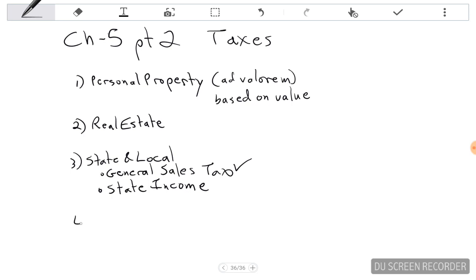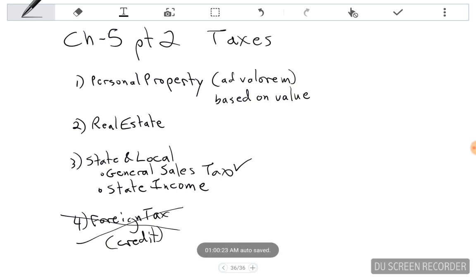Alright, and then foreign taxes. Most of the time people don't take a deduction for foreign taxes. People take a credit, and we'll talk about that later on. So we probably won't deal with this one in this particular chapter. We'll wait until we get to the credits chapter to talk about foreign taxes. And then any problems you get on a test, or if they give you personal property taxes and they don't tell you otherwise, you can just assume that they're based on value.